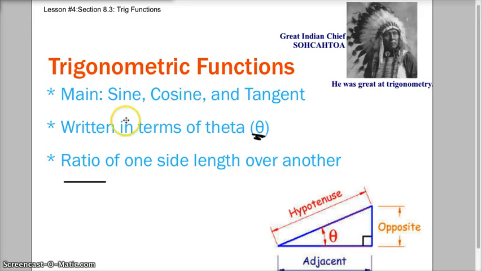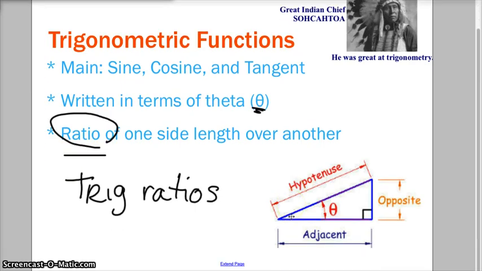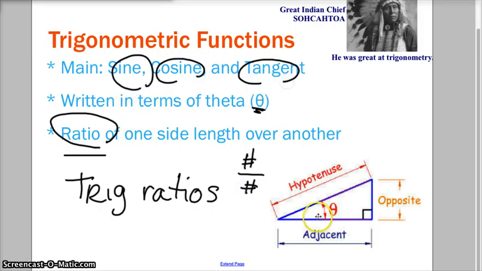These functions are referred to as trig ratios. Trig meaning trigonometric, ratios meaning a fraction. Ratio is just a fraction of one number over another number, specifically these three quantities. Because we're dealing with a fraction, you'll have one number on top and one number on bottom. So depending on whether you're dealing with sine, cosine, or tangent, you'll use two of the three.